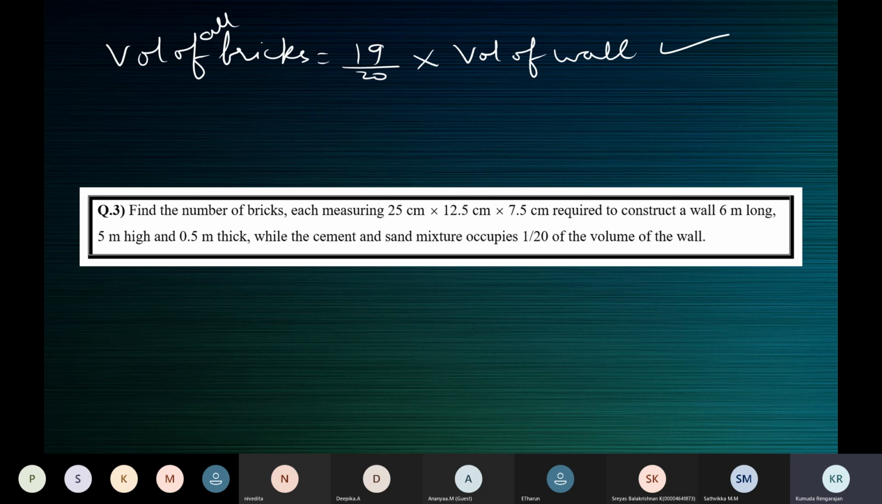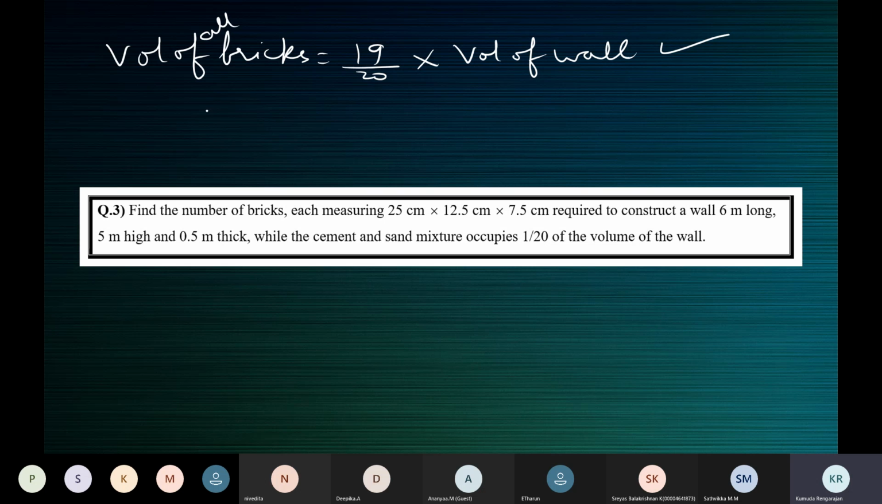Volume of all the bricks is equal to 19 by 20. The volume of the wall is the full thing. 19 by 20, this fraction is occupied by the bricks. The remaining 1 by 20 is occupied by the sand and cement mixture. So this equation is what you'll have to write: volume of all the bricks is equal to 19 by 20 of the volume of the wall.